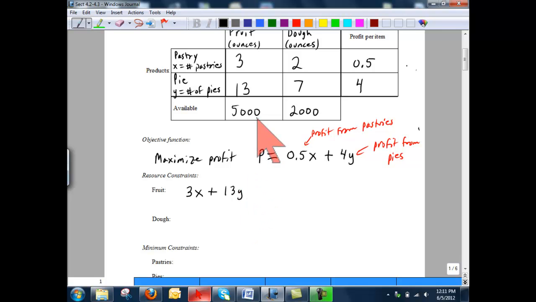And we have 5,000 ounces of fruit available. Of course, I don't have to use it all. It's fine to have some left over. I can save it for later or throw it away or whatever. But it's not okay to go more than 5,000. That's simply not available for whatever reason. That's an inequality. This expression needs to be less than or equal to 5,000. This is fruit used for pastries, and this is fruit used for pies.